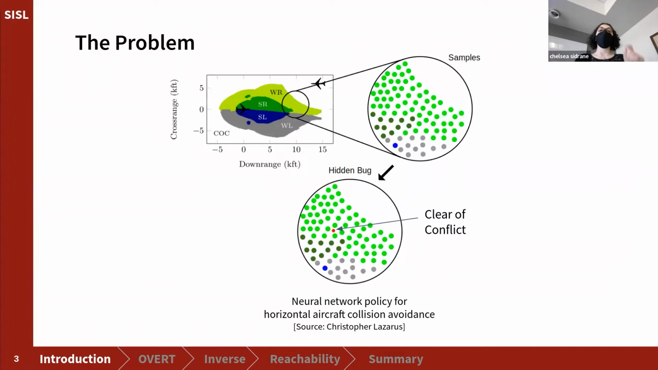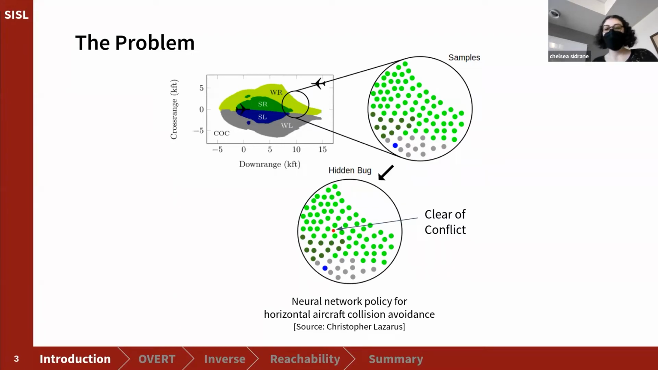I'll illustrate here the specific kind of failure that we're worried about. On the top left, we have a 2D visualization of a neural network that's been trained to represent an aircraft collision avoidance policy for two aircraft that are flying towards each other. We've sampled points and plotted the recommended pilot actions, strong right, weak left, etc. And although the boundaries are a little mushy looking, the sample points all appear to have reasonable advisories.